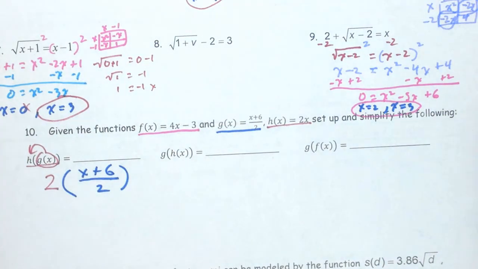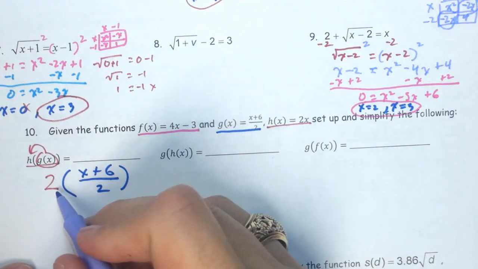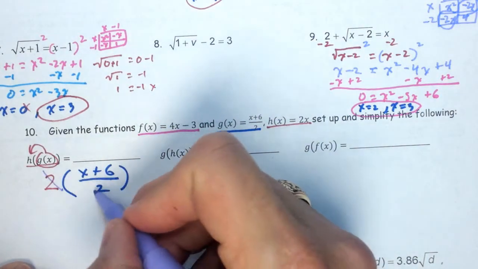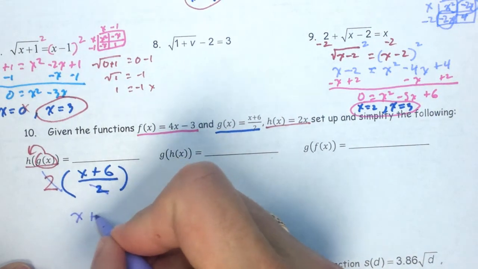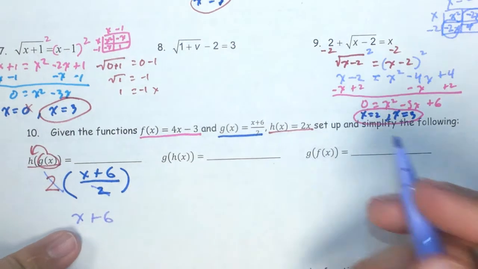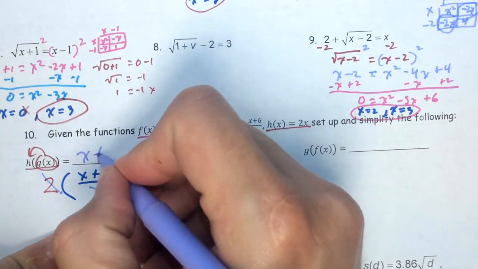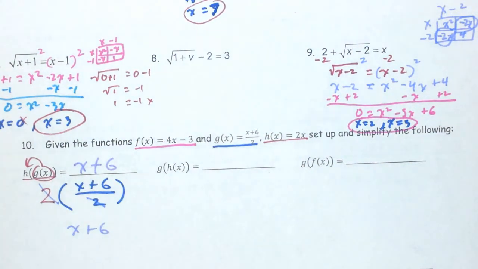Once I get to this point right here, I just simplify. So I have these two, those cancel like that. I'm left with x plus 6. There's nothing else for me to do, so this is x plus 6.